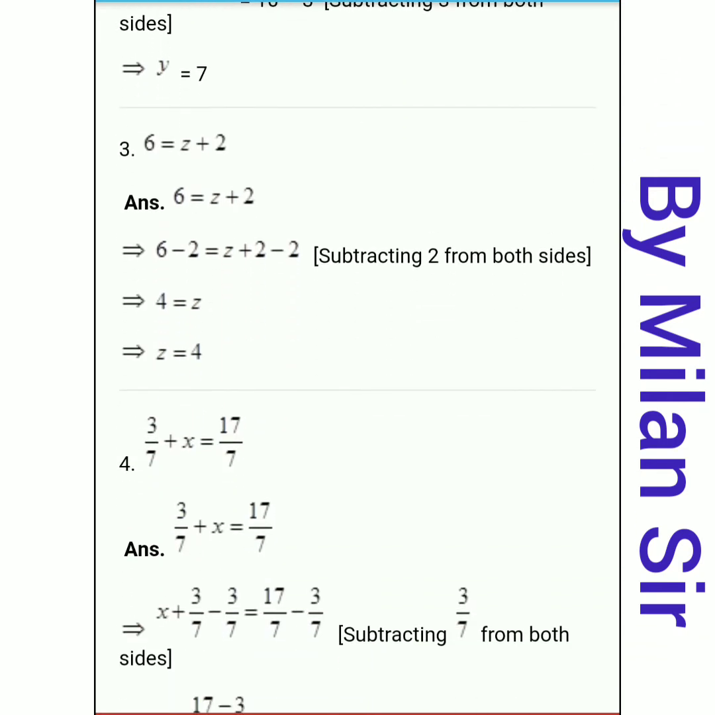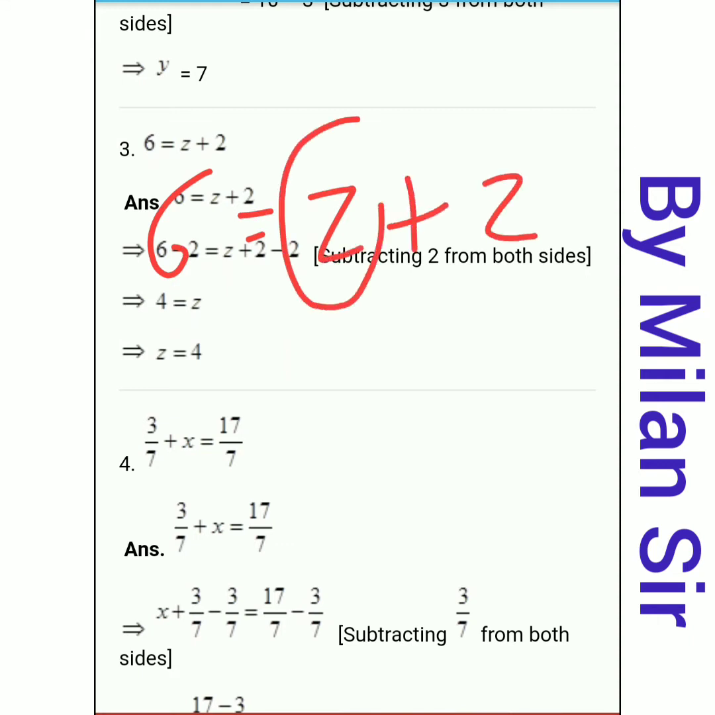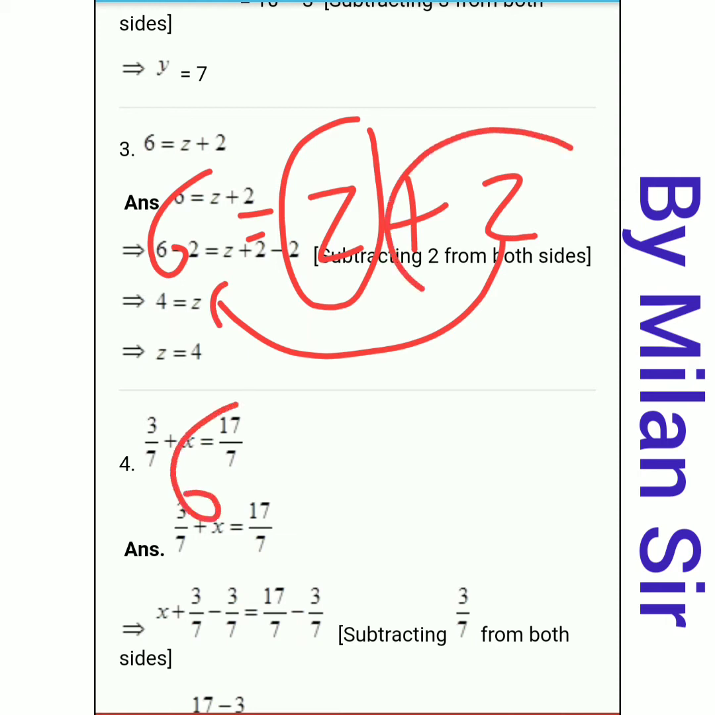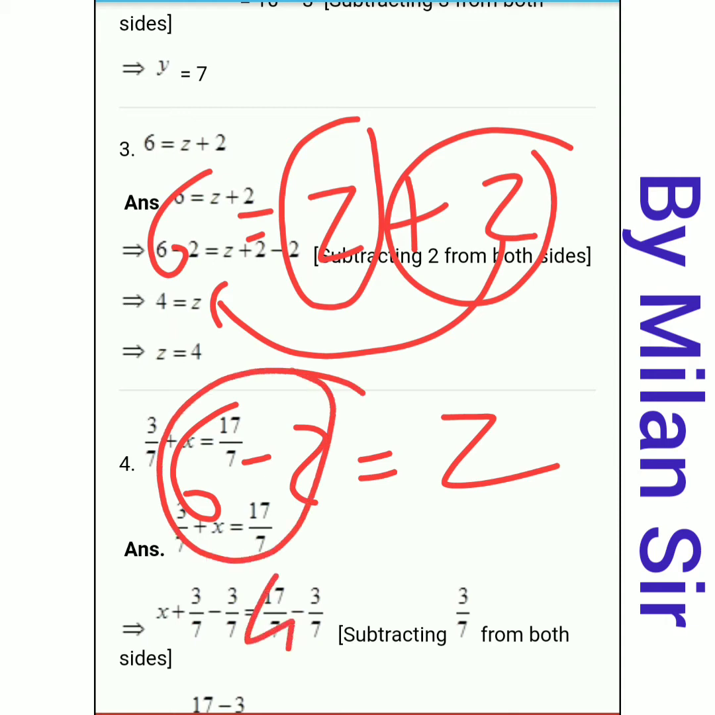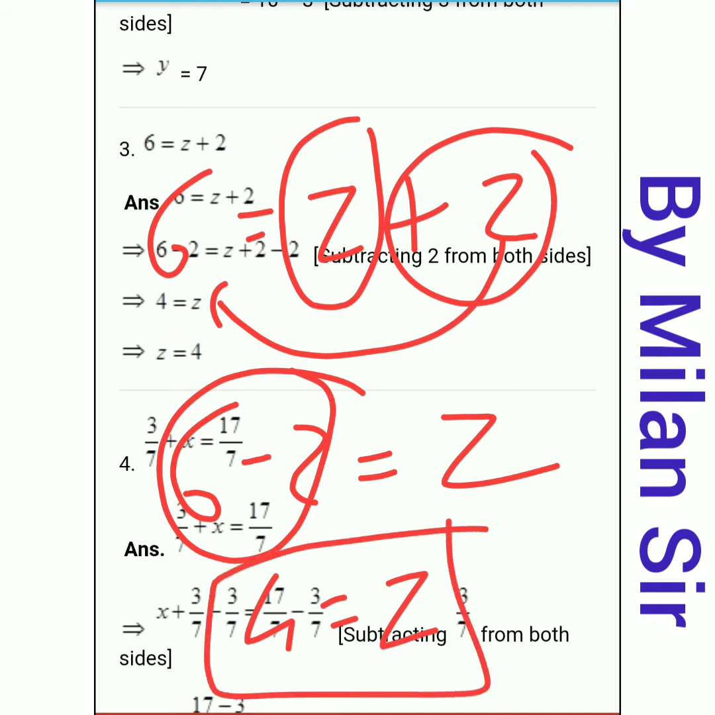Third question. 6 is equals to z plus 2. Here on the right hand side our z is positive, so we do not need to change the position of z. Then transfer this plus 2 to the left hand side. On the left hand side we have 6. If we transfer this plus 2 to the left hand side, it becomes 6 minus 2 is equals to z. So 6 minus 2 is 4. z is equals to 4. This is our final answer.